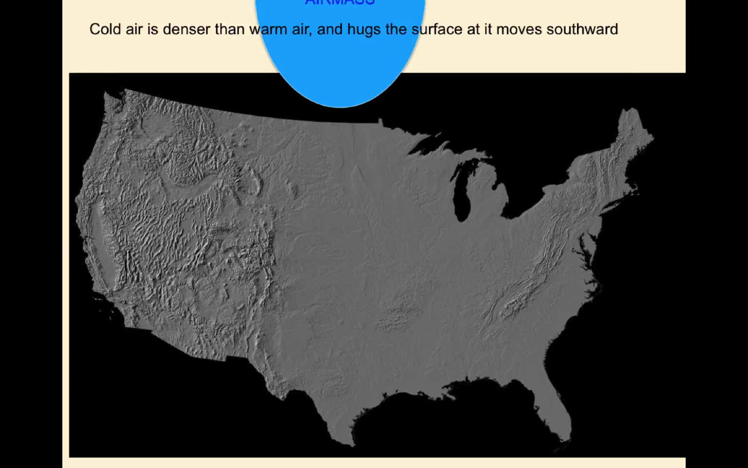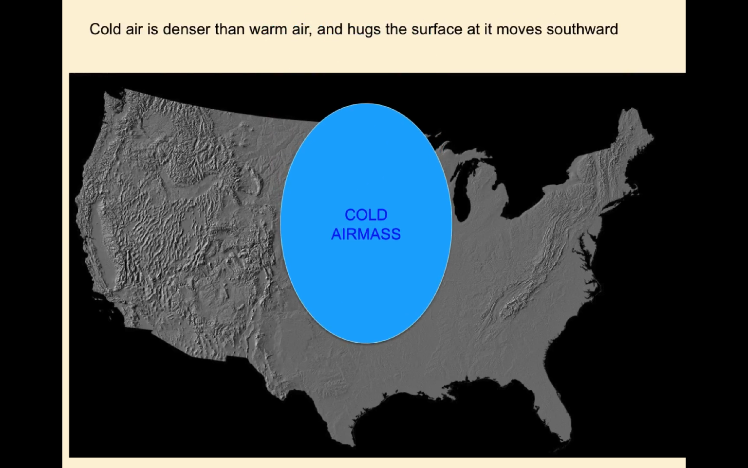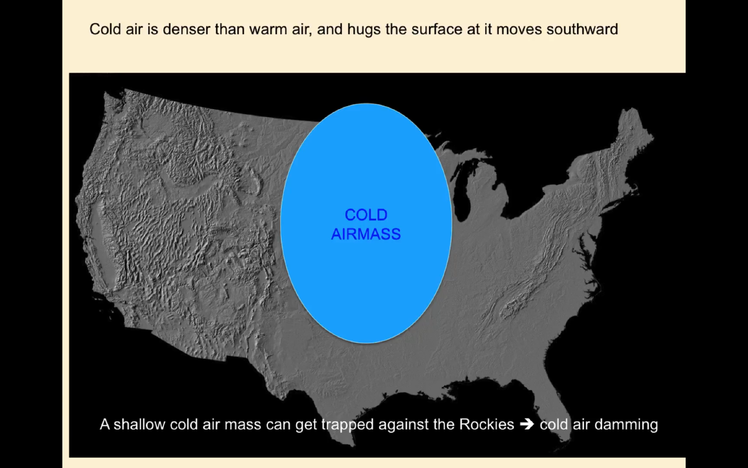There's no mountains to our north, so cold air easily sinks down from the north. A lot of times it gets trapped on its western boundary by the eastern mountains here. These cold air masses are very shallow, very dense. They'll get trapped in what's called cold air damming against the east side of the Rockies.